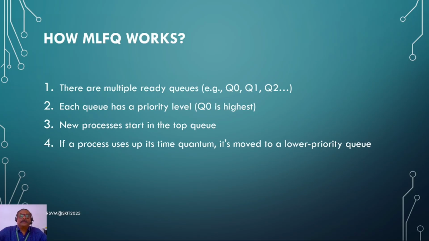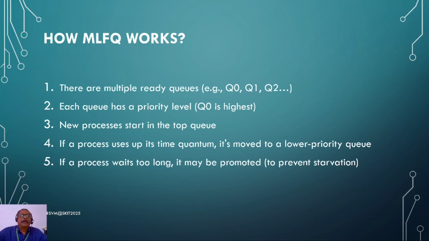But if the time quantum is completed, then we understand that this process is not suitable for this particular queue, so it is moved to the next lower priority queue, and that way it continues. On the other side, from the bottom, if you find a process which is waiting too long, and for a very long time it is not getting a chance to get the CPU's attention, that means it is under starvation. So to prevent starvation, it will be promoted to a higher priority queue.